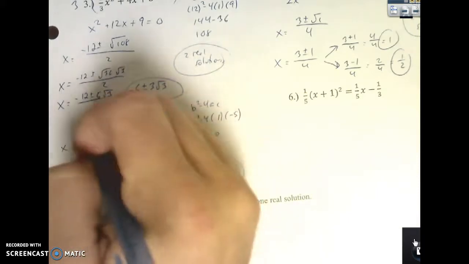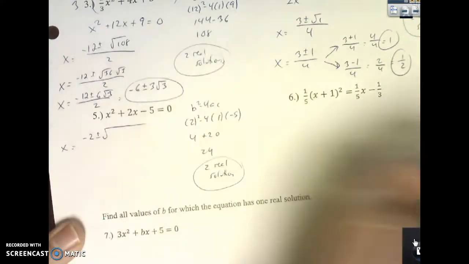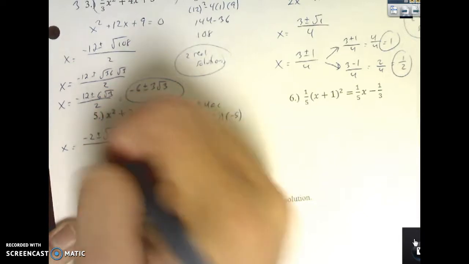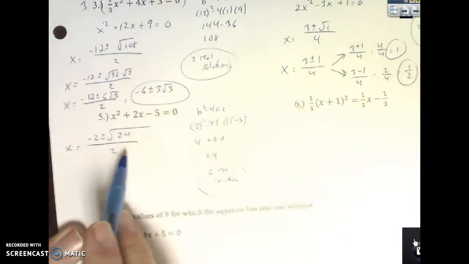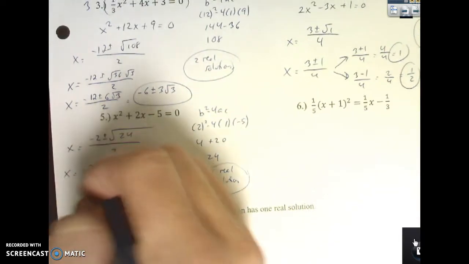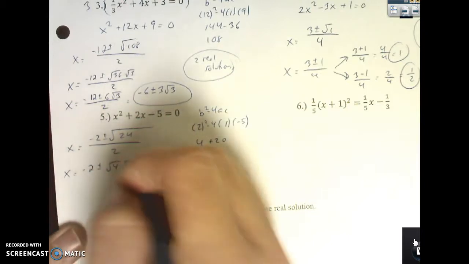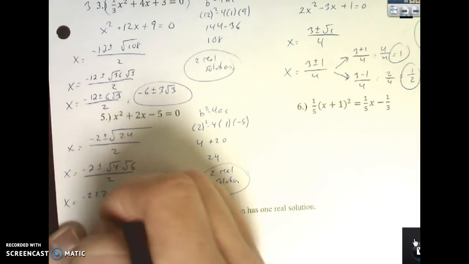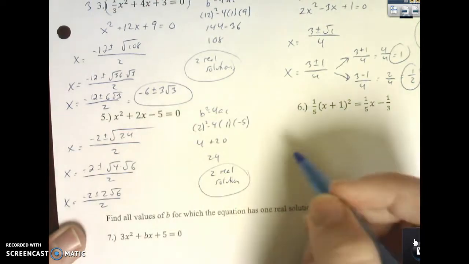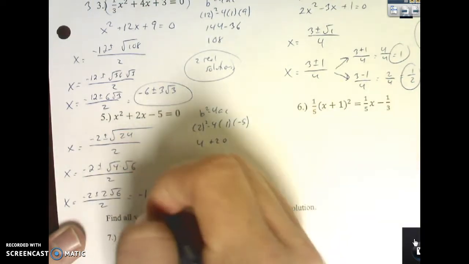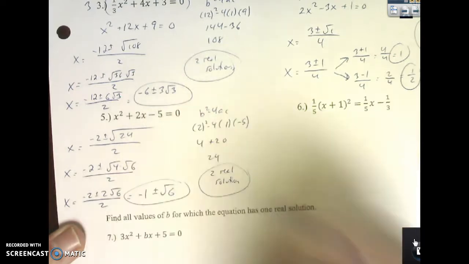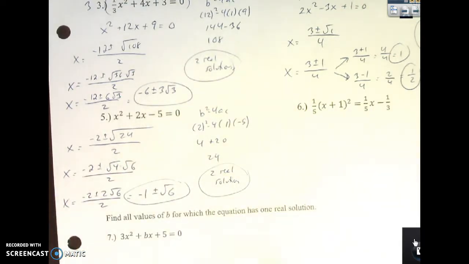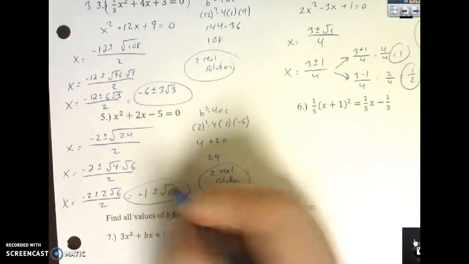X equals negative 2 plus or minus square root of 24 over 2. For root 24, I can break that down to root 4 times root 6. They're all divisible by 2, so I get negative 1 plus or minus root 6. Okay. Looking good.